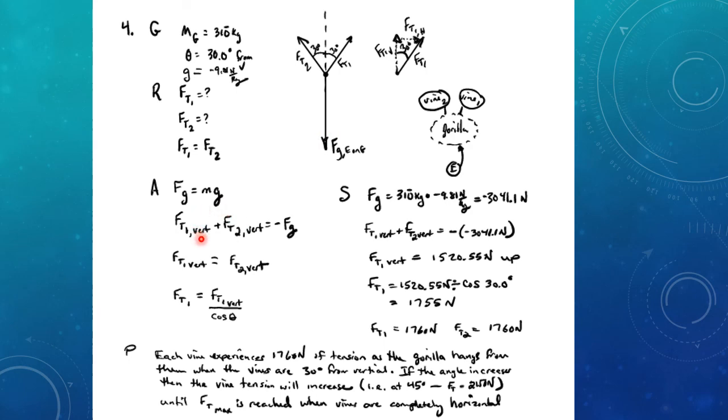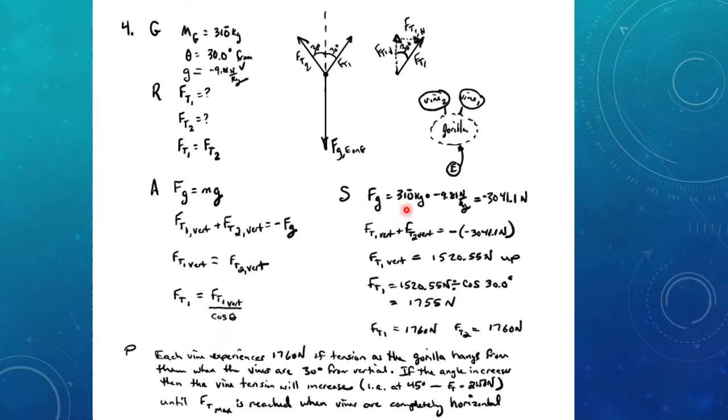And I know that the vertical 1 plus the vertical 2 of my vines must equal the opposite of gravity. And I know that each of these two vines are the same, so their verticals will be the same. So I can then solve using a cosine function. Okay, coming over here, I believe I've got a plug and chug ready to go.